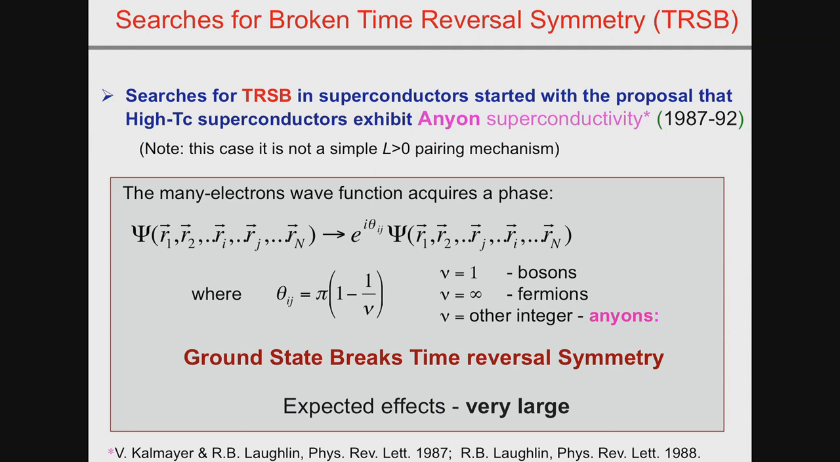If I write the phase that is acquired as pi times (1 minus 1 over nu), then nu equal 1 is going to give me 0 here, and therefore it has to do with bosons. But if nu is equal to infinity, then I get pi, and e to the i pi is what you get if you exchange two fermions. But if you write it this way, you can have any other value for nu, and people called it anyon. So if you didn't know the origin of anyons, it's the "any" that started the name.